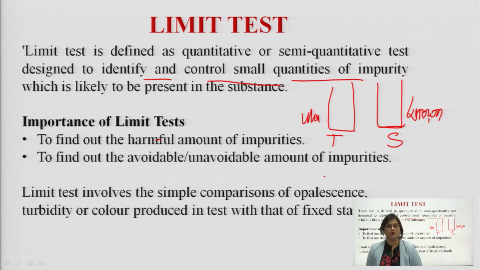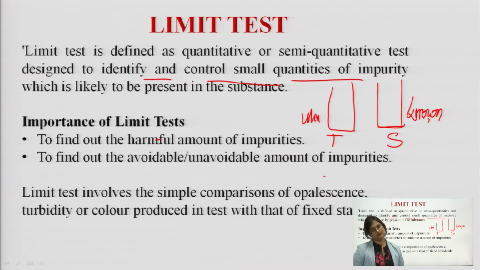If it contains more than the standard value, then we will come to know that our sample contains impurity higher than the standard. But what we don't know here is how much quantity is going over the standard permissible limit. So this is where our limit test gets its constraints.